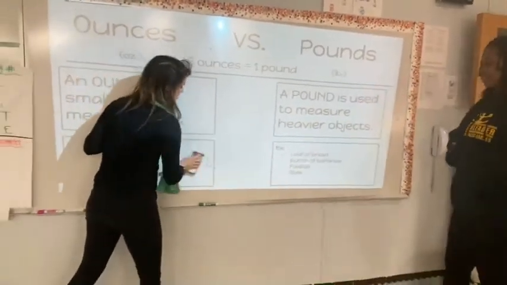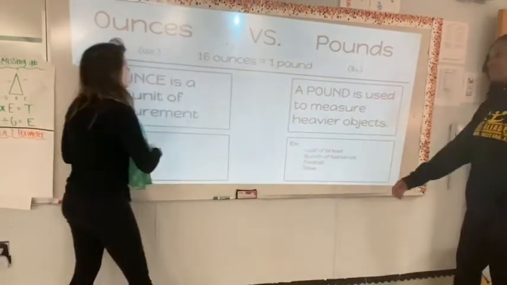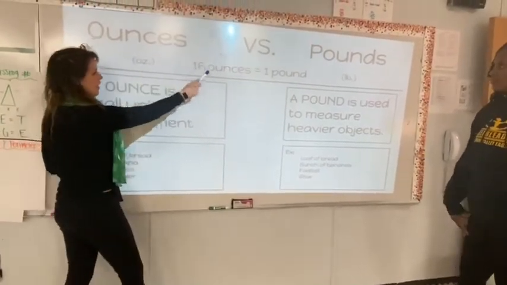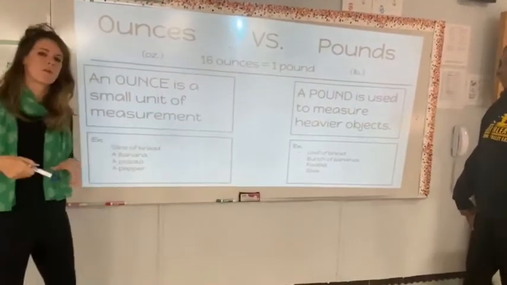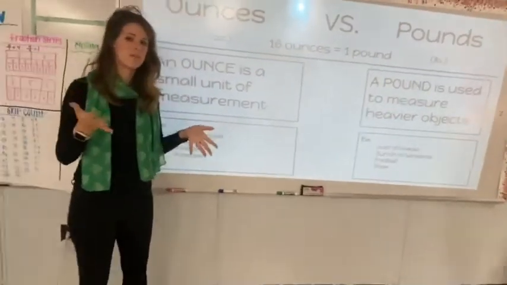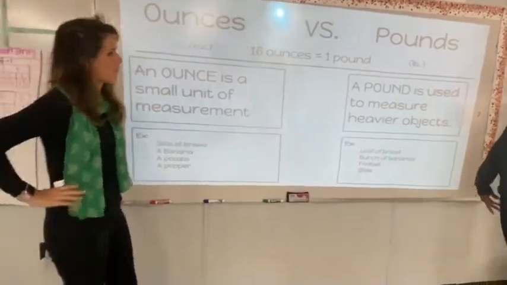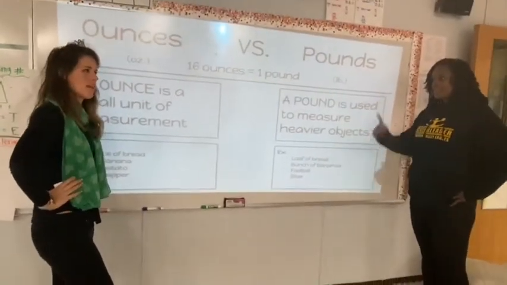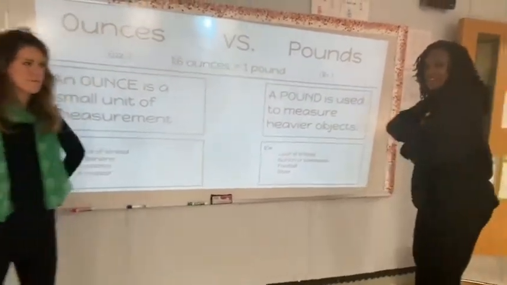I also noticed on this slide that it tells me there are 16 ounces to make 1 pound. So I need about 16 pieces of bread to make that full pound, which is probably how many pieces of bread are in that loaf. I'm going to check that out when I go to the grocery store.